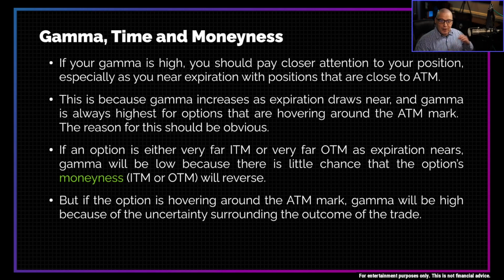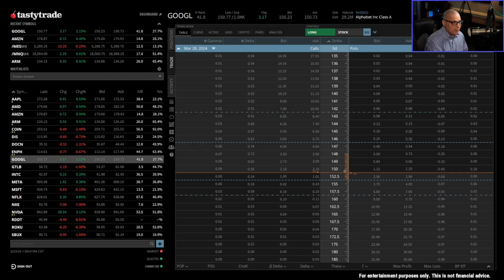Same thing with something that's very far out of the money. The likelihood that that thing's going to finish in the money is very low, right? But those options that are hovering around that at the money mark, there is a ton of uncertainty around those. We don't know where those are going to finish, right? Because gamma on those at the money options is really what we're worried about.